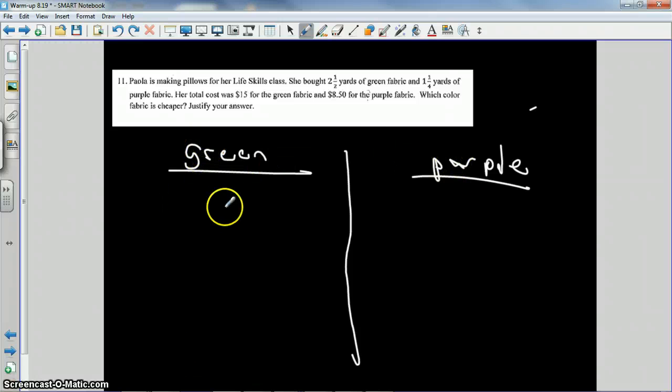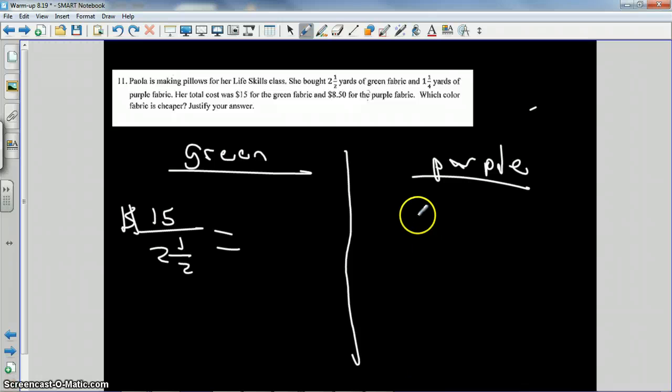It says green and purple. So generally, like I said before, if you have money, most of the time that's going to be your numerator when you're doing a unit rate. And then let's see, it's $15 for the green, and that's 2 1/2 yards that you get. So there's our rate for the green, $15 for 2 1/2 yards.